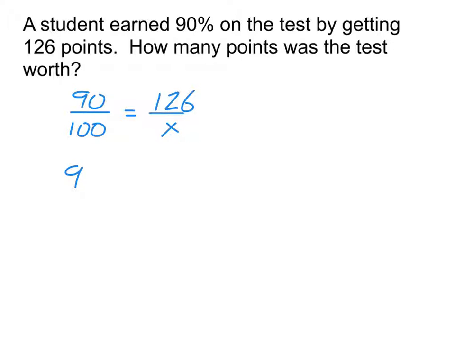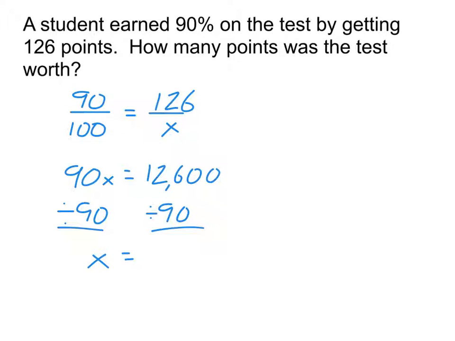All right, from there, cross multiply. It'd help if I wrote the 0 there. There we go. By the way, you notice how it's really easy to multiply by 100 every time? You should tack on those zeros. All you got to do is add 2 zeros to the end of the number. And then we divide both sides by 90. And you should get that x equals 140 points.